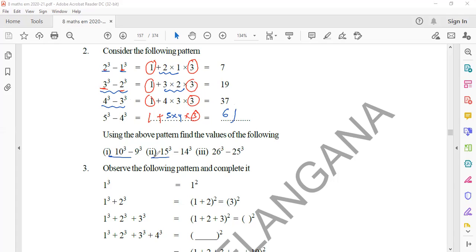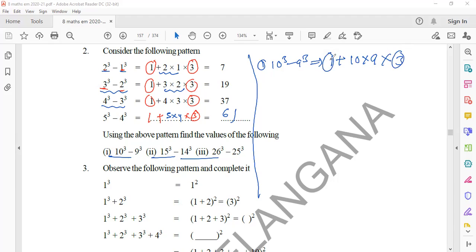Similarly, the values of these are mentioned. I'll take the questions and do them here only. The first case they mentioned is 10 cube minus 9 cube. The analysis is the same. What you have to do: 1 plus 10 into 9 into 3. So 1 plus, with 3 common, you have to write down. That is the answer you are going to get. So am I clear or not? This answer is called 271.